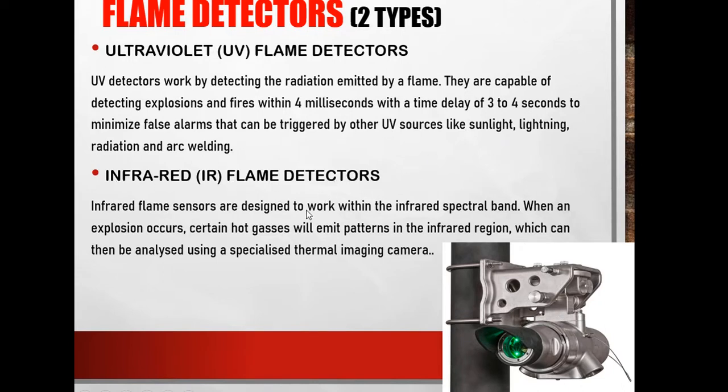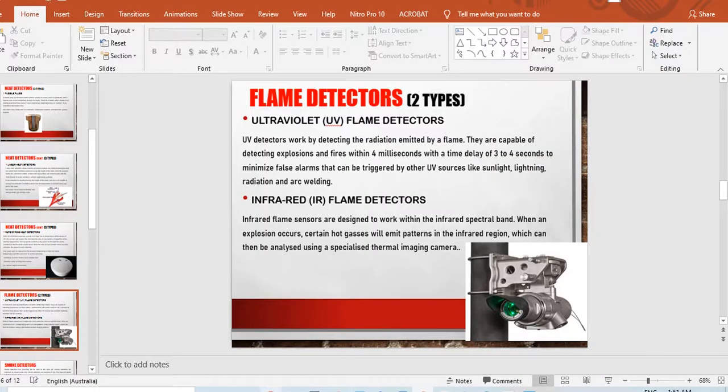And then you have your infrared. Infrared flame sensors are designed to work with the infrared spectral band. When an explosion occurs, certain hot gases will emit patterns in the infrared region, which can then be analyzed using a specialized thermal imaging camera. So these are flame detectors. They're like cameras, you install them in strategic positions. Also, you can have them with voting logic, 2 out of 2, 2 out of 3, to confirm a fire.